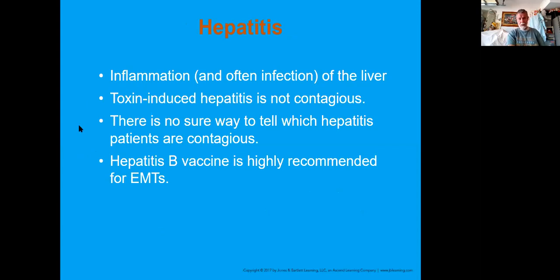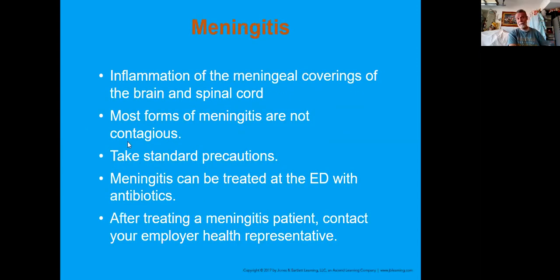There's no sure way to tell which hepatitis patients are contagious. Again, just like everything else we've seen, it's COVID, it's HIV. So again, those are important things to remember. Universal or standard precautions, always at the top of the list. There are declinations available for the Hep B vaccine, but why wouldn't you get it? Honestly, just take a minute to think, if this has the potential and you deal with patients, why would you not want to have that protection?